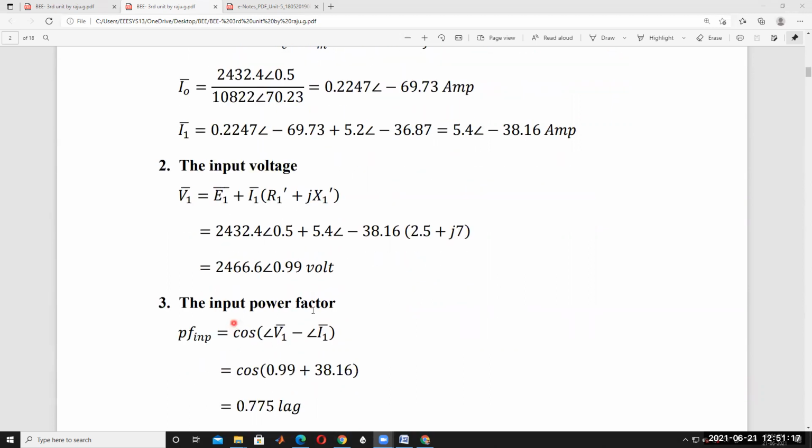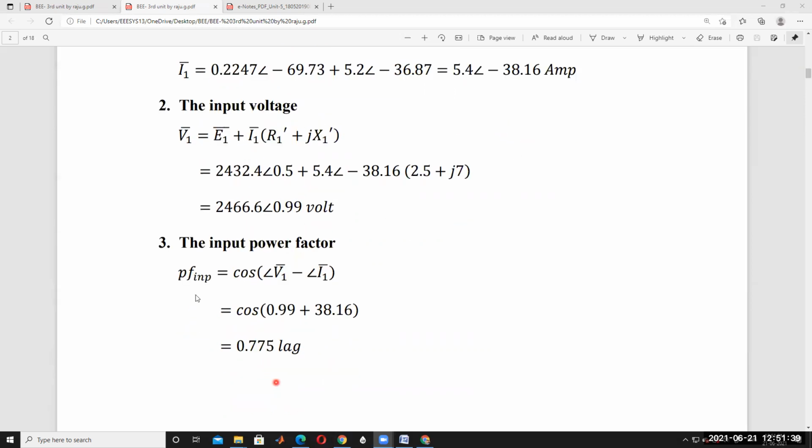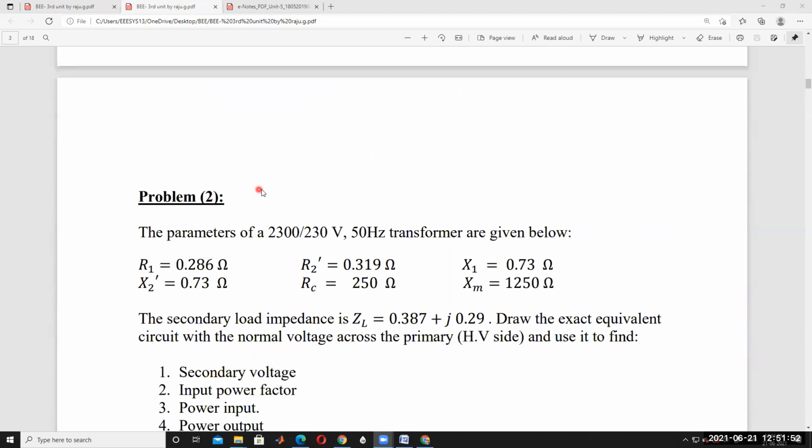Then the input power factor is nothing but the cosine of the angle between voltage and current. That is, power factor is equal to cos of the angle of V1 minus the angle of I1. Here V1 has how much angle? 0.99, and I1 is minus 38.16. Substitute here and you will get the result. The difference between V1 and I1 angles gives the power factor. Clear? So it is called the input power factor. This is the first problem.